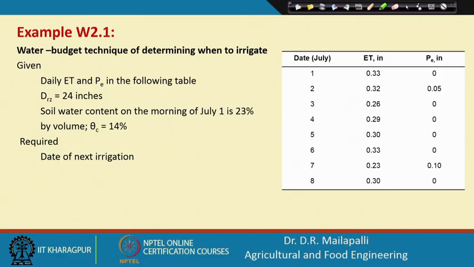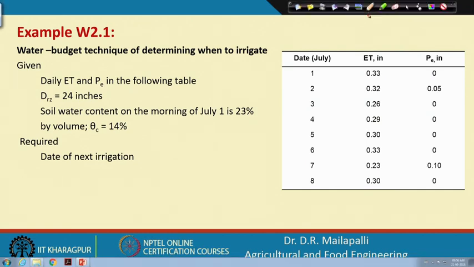Here, for example, is example number 1: the Waterbirds technique to determine when to give irrigation. This is the problem. What are the given things? There is a daily ET and PE table. In this table, for the month of July, the first, second, third, fourth, fifth, sixth, seventh, 8th days, like 8 days.